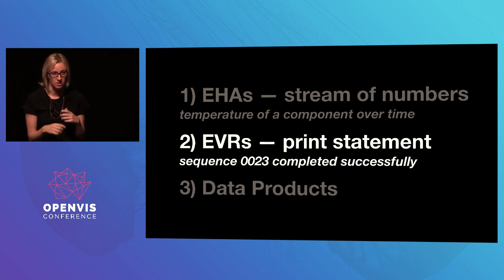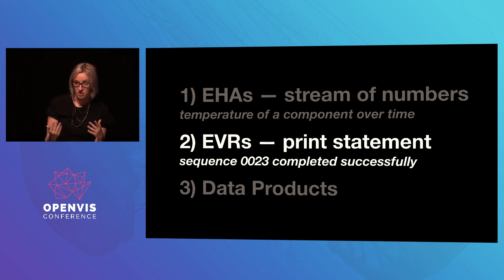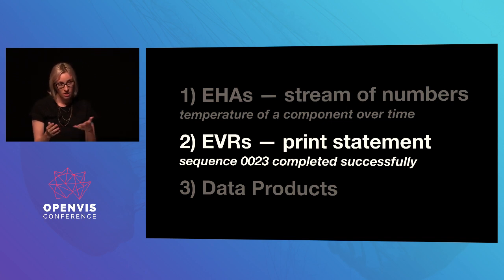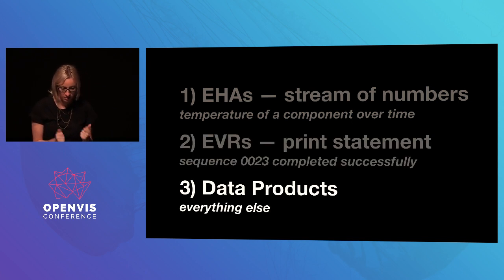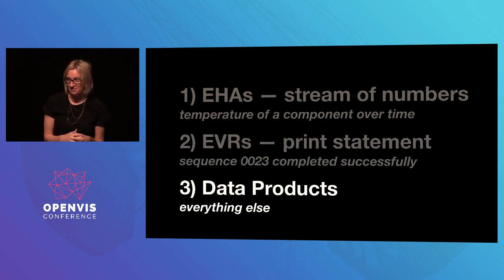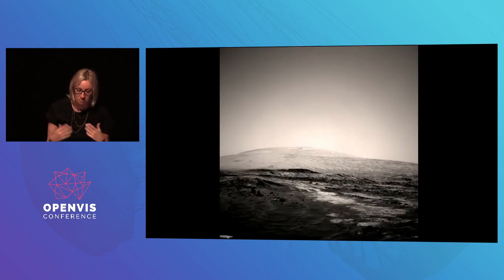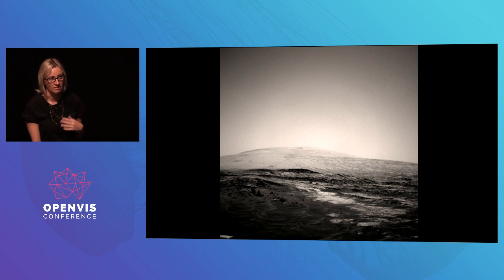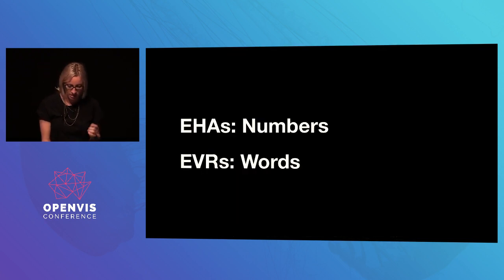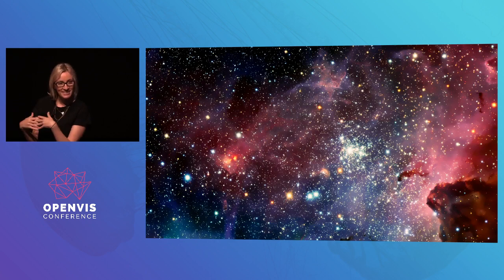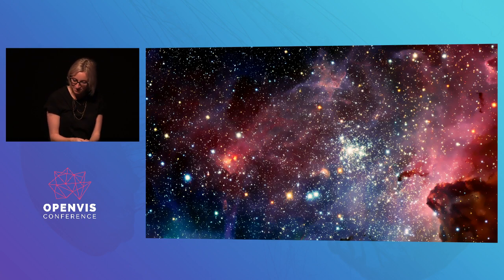Secondly, there are EVRs, which are event records, which are basically a print statement. So for EVRs, you have some logic in how the spacecraft's operating, and when certain triggers happen, you get this console log basically coming out with your print statement. The third is data products, which is this sort of cop-out, everything else. But this might involve pictures or more highly sampled rates of data. But for the purposes of today, we're going to focus on EHAs, which are basically numbers, and EVRs, which are words. And that's it. See, you've learned everything you need to know about spacecrafts.